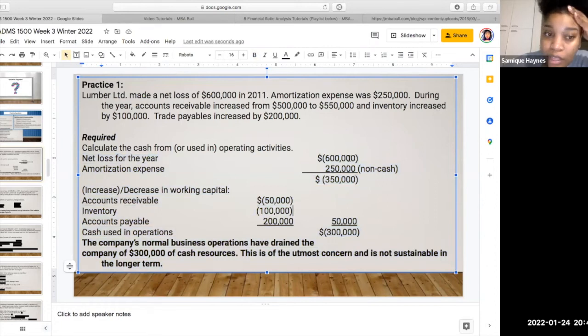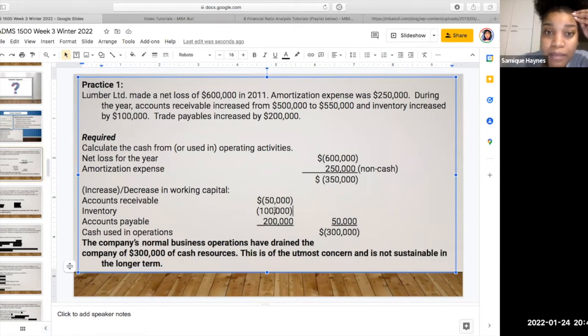So we started with the net loss, we added back the depreciation expense, okay? Accounts receivable increased. So what does that mean? Accounts receivable going up means that more people are purchasing from us and not paying in cash. So we have to deduct that. Okay, so the increase was 50,000, 550,000 minus 500,000. Inventory increased by 100,000. When inventory goes up, it means that we're purchasing more, so less cash, so we deduct it.